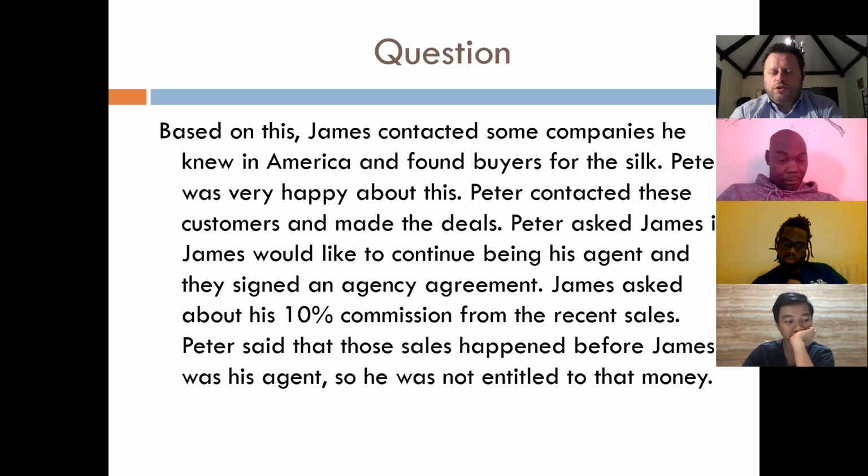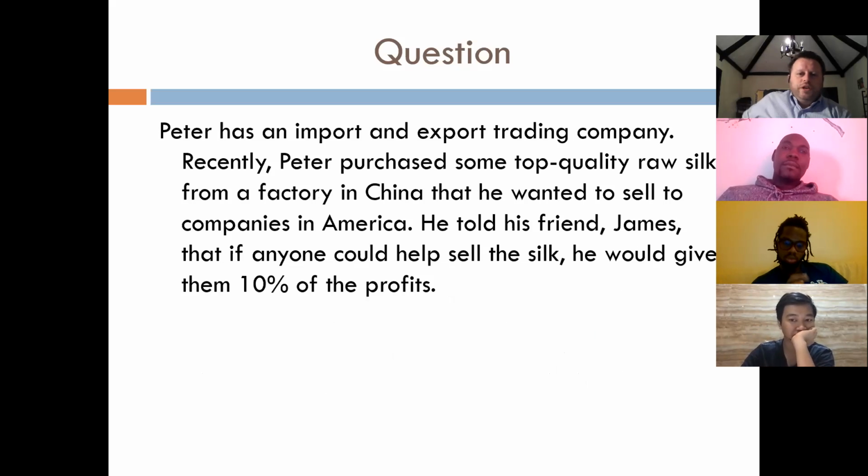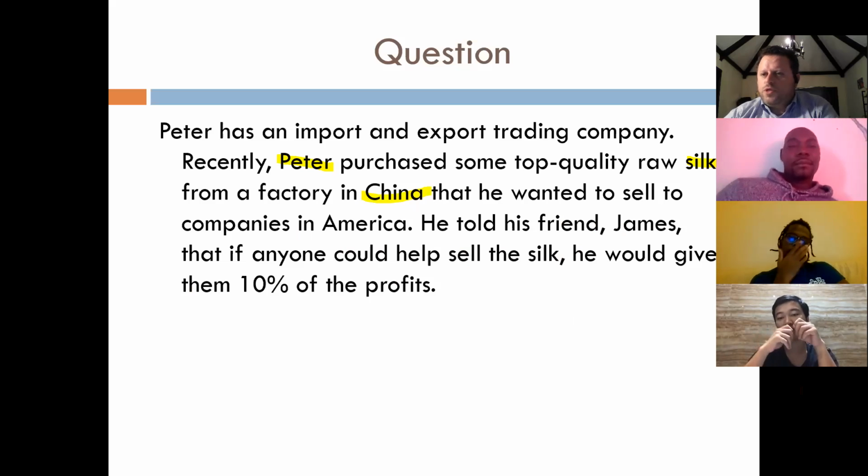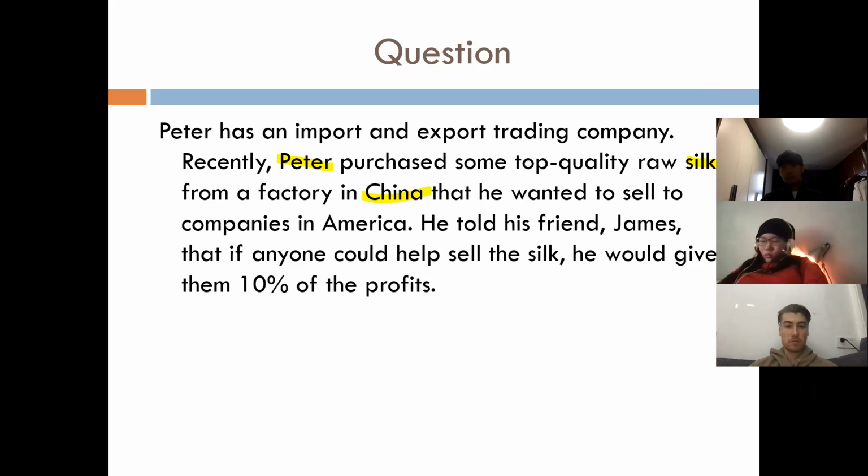Let's take a look at that first. There's a little more, but Peter has this import and export trading company, and Peter bought silk from a factory in China, and he wanted to sell it in America. And he told his friend James, if anyone can help sell the silk, he would give them 10% of the profits. Any thoughts so far on agency law?